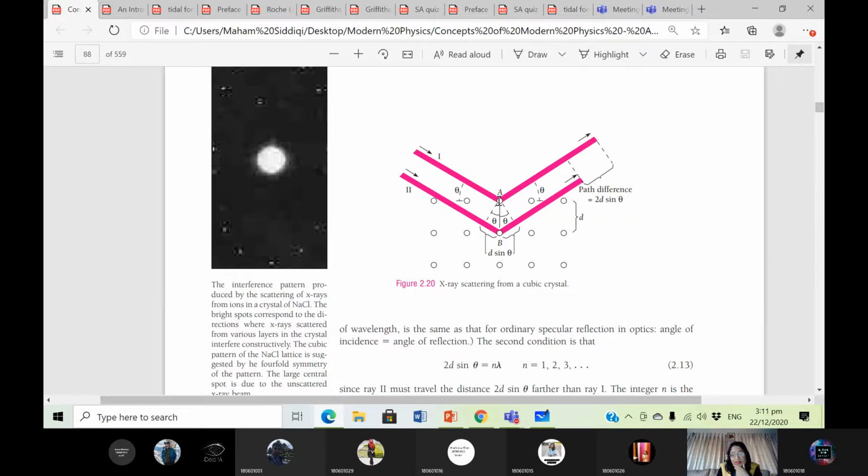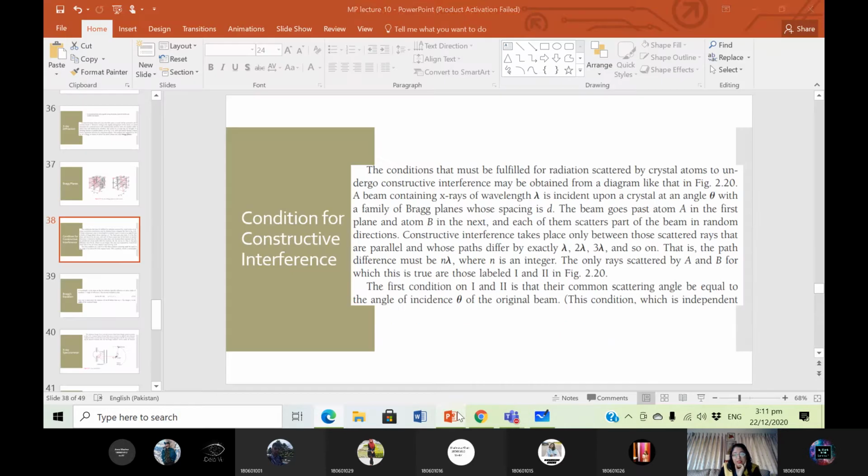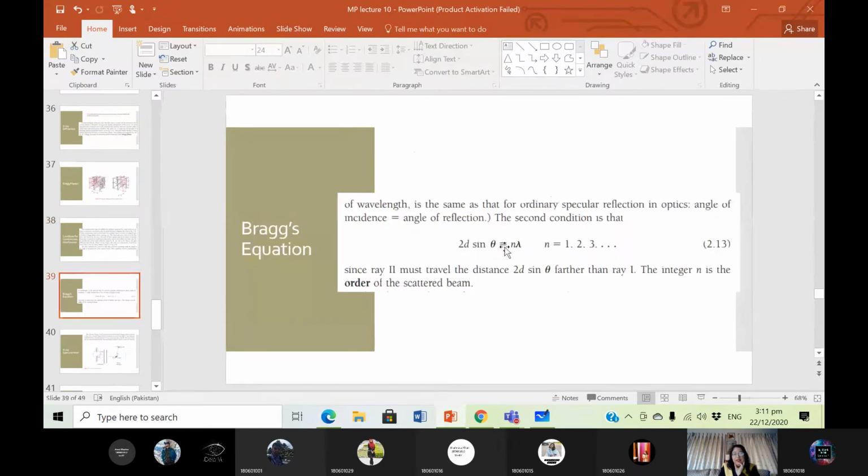This distance here is d. This is our theta. So we have 2d sin theta as our spacing. So when the path difference between this wave and this wave, okay, is equal to 2d sin theta, when it's equal to an integer number times lambda, then only constructive interference will take place, okay?